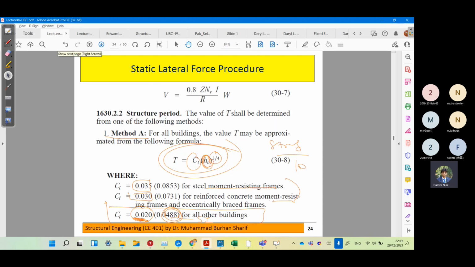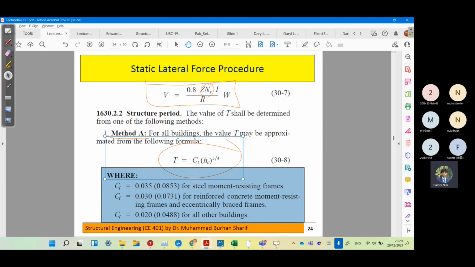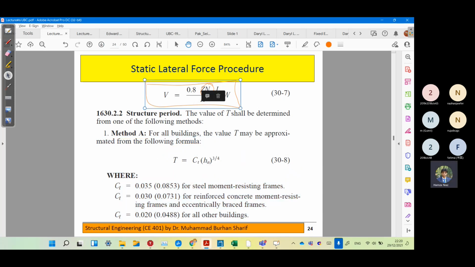If it is zone 4, then this formula we have to also calculate. And in this we use NV, and that NV we have to calculate from a table. So NV is only for zone 4. Okay. So this is how we can calculate base shear.